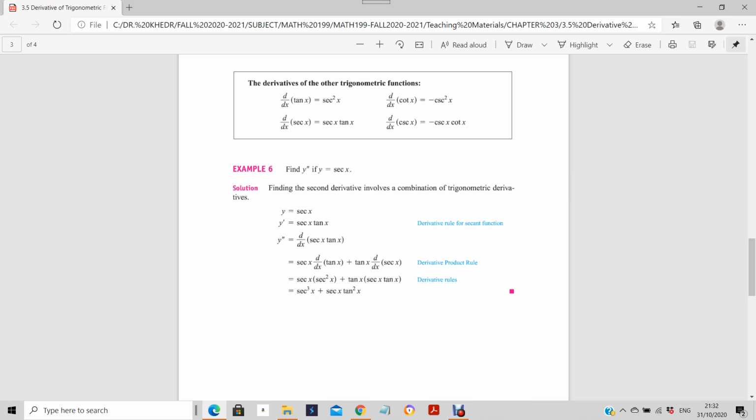Now we need to find the second derivative, meaning the answer we got just now, we need to differentiate it. For the derivative of secant x tan x, we have to use the product rule. So it will be secant x multiplied by the derivative of tan x plus tan x multiplied by the derivative of secant x. Again, using the formulas we learned just now, the derivative of tan x is secant square x, and the derivative of secant x is secant x tan x. If you simplify this, you will get secant to the power of 3 x plus secant x times tan square x.